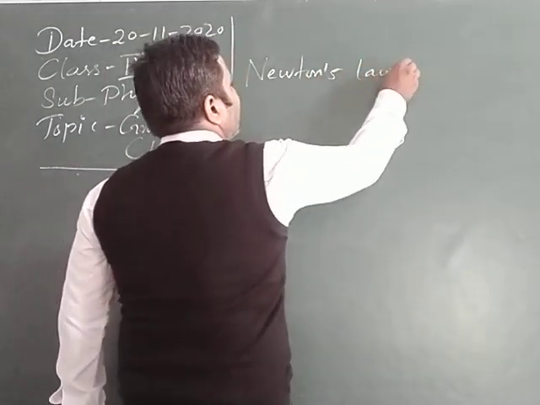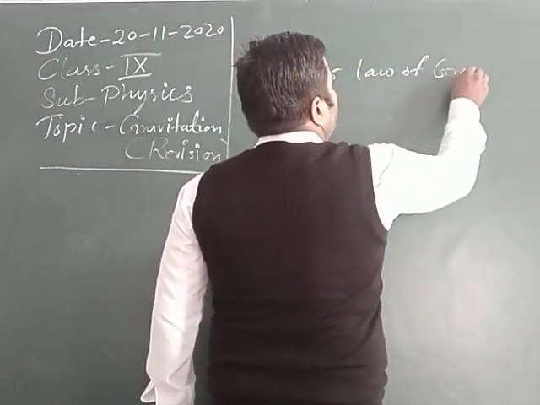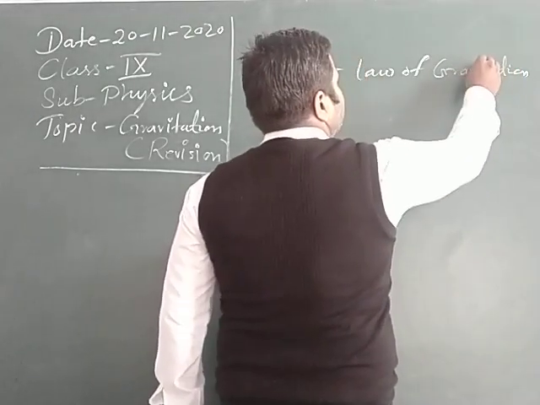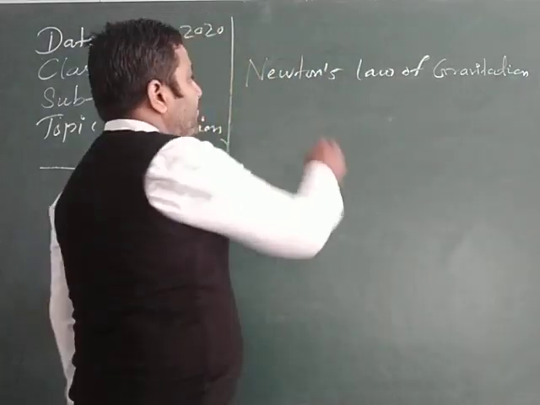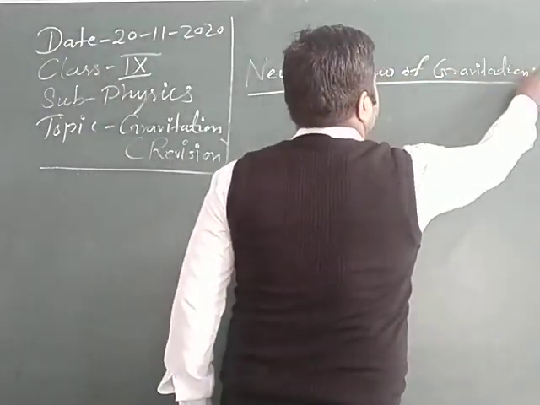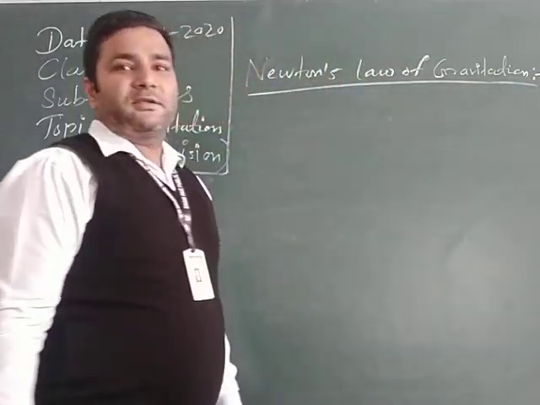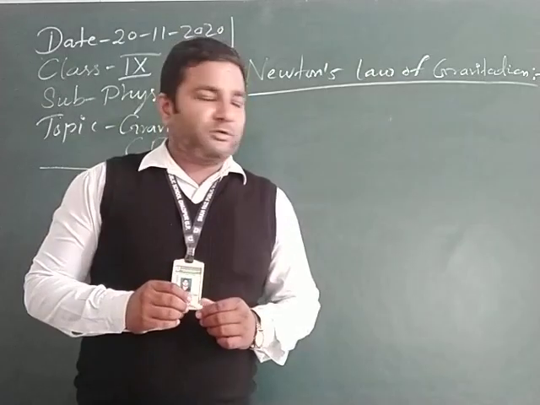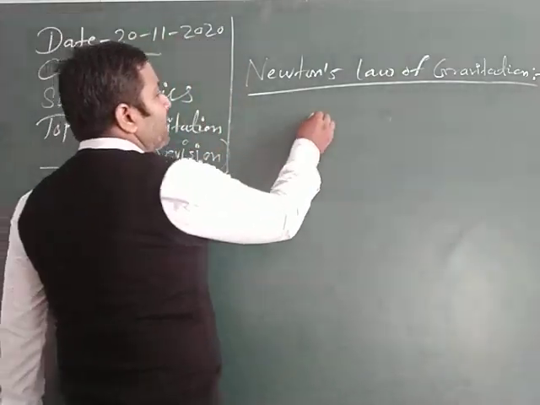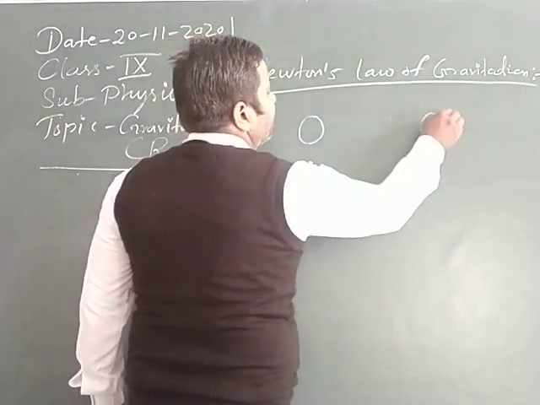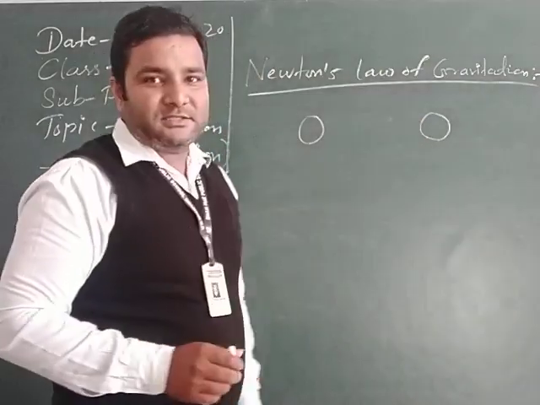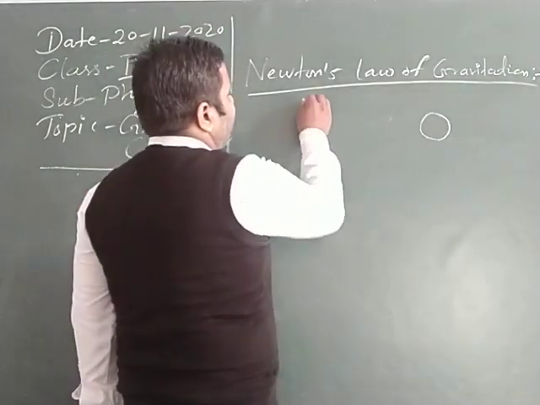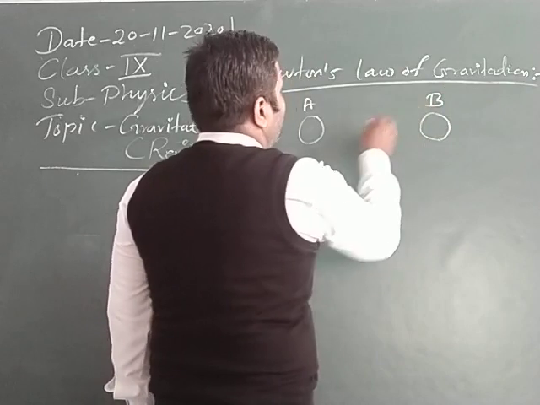Newton's law of gravitation. In Newton's law of gravitation, what is the basic thing? This is the force of attraction concept and it is totally based on the distance concept and the mass concept. Whenever the mass and distance vary, then the force also varies.